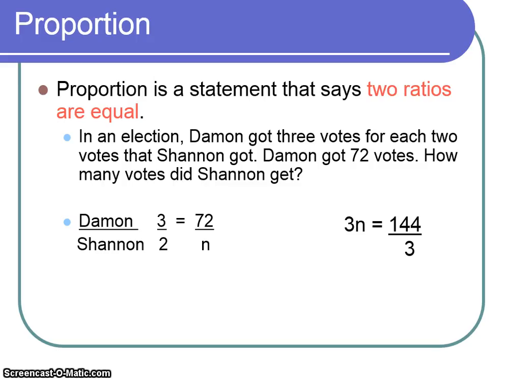Well, when you're setting them up, you have to keep the same items across from each other. So Damien had 3, and he also had 72, where Shannon had 2, and we don't know what her actual votes are. Now, in order to solve this, we would cross multiply. And so 3 times n would be 3n, and then 2 times 72 is 144. And we would divide, we want n by itself, so we divide 144 by 3. And so Shannon got 48 votes.